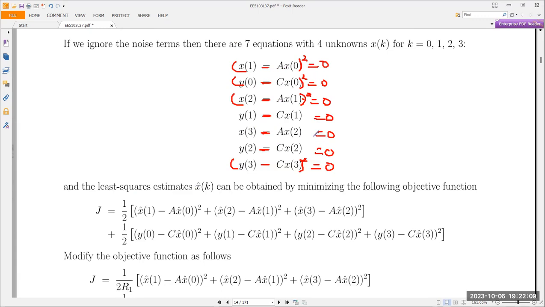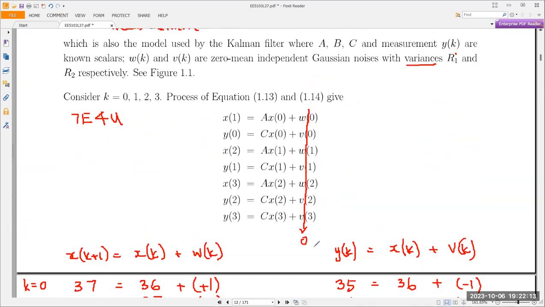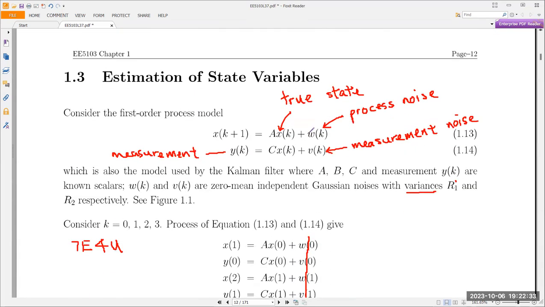Right, then now we take into consideration the noise, which means now all these are not 0. In Kalman filter, we work like that. So W got a variance of R1. V got a variance of R2. So it's like that. If you look at these two equations, as far as maths is concerned, this is one equation, this is another equation.